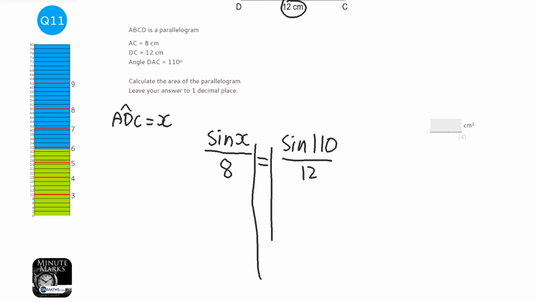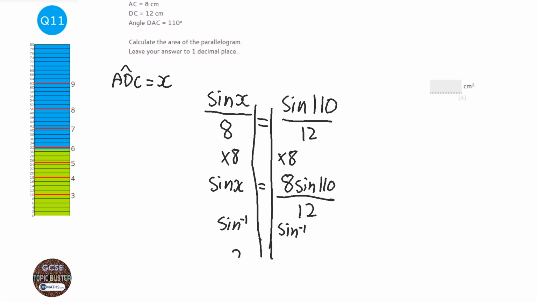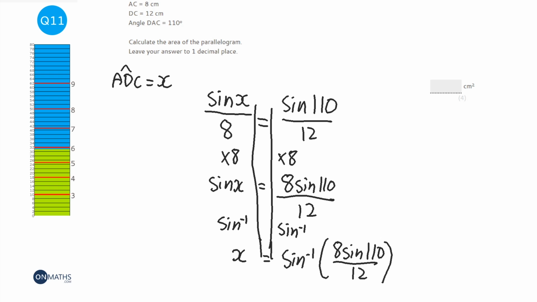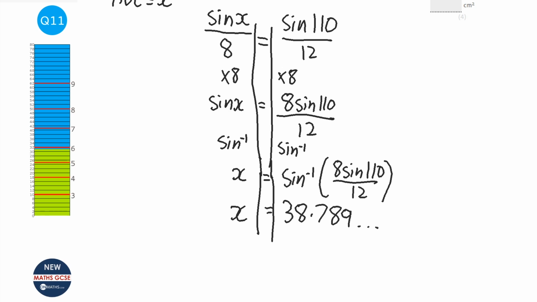So first thing I'm going to do is just times both sides by 8. So it's going to be sine x equals 8 sine 110 over 12. And then what I'm going to do is inverse sine both sides. So x is going to be the inverse sine of 8 sine 110 over 12. So let's get my calculator. So inverse sine, fraction button, 8 sine 110, close the brackets, over 12, and then come out of the fraction, close the brackets. So that tells me that x is 38.789 and so on.